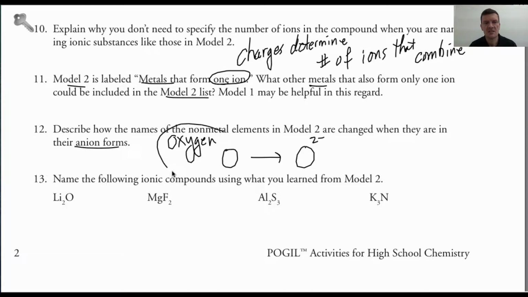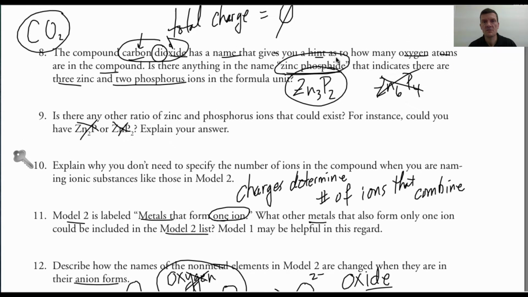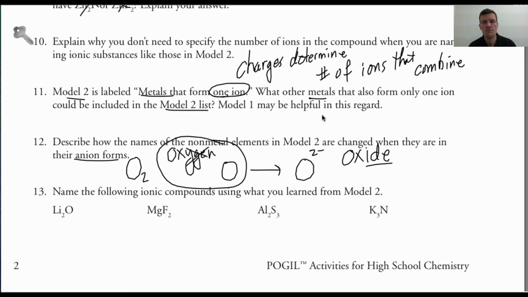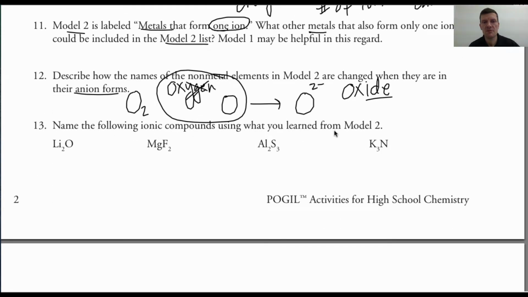Well, when we say oxygen, we're talking about oxygen, usually it's diatomic, O2, but if it's an ion, we change the ending so that we know it's an ion, and it is called oxide, and the ending is IDE. So you change the ending always to IDE for a non-metal ion, and that is always the second part of the name. So that's why you see up here it was called zinc phosphide. The phosphide ion is from phosphorus. Okay? So name the following ionic compounds using what you learned.